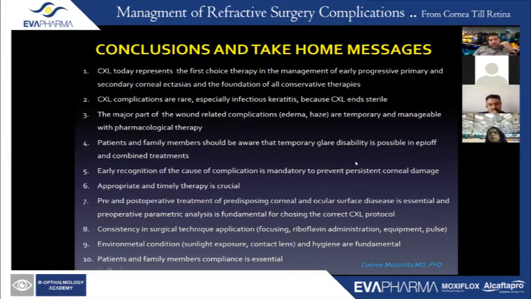Pre and post-operative treatment of predisposing corneal and ocular surface diseases is essential, and also the pre-operative parametric analysis. Consistency in the surgical technique application, the focusing, the riboflavin administration, the equipment calibration, the pulsed light, and also the control of environmental conditions such as sunlight exposure, contact lens, and hygiene are fundamental, and the patient and family member compliance is also essential. Thank you very much.